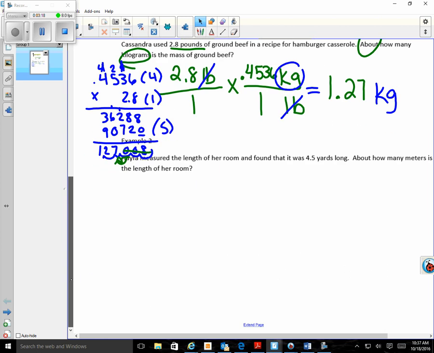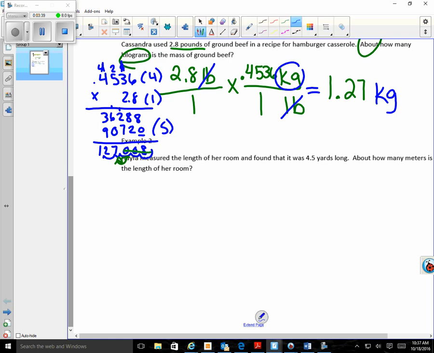Okay, so let's go on to number 2. What is with these names? Pesca? Haifa? Whatever. Measured the length of her room and found that it was 4.5 yards long. About how many meters is the length of the room?